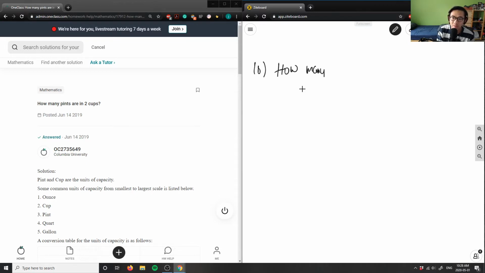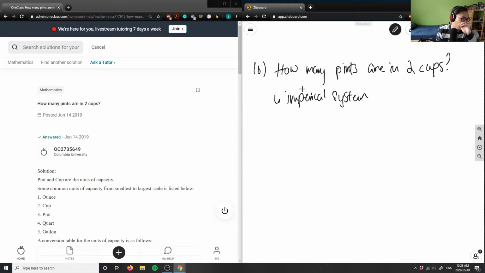It says how many pints are in 2 cups. So again, remember pints and cups are in the imperial system. And again, I have a table, right? So again, I have 1 gallon equals 4 quarts. I know 1 quart equals 2 pints, and 1 pint equals 2 cups, right?